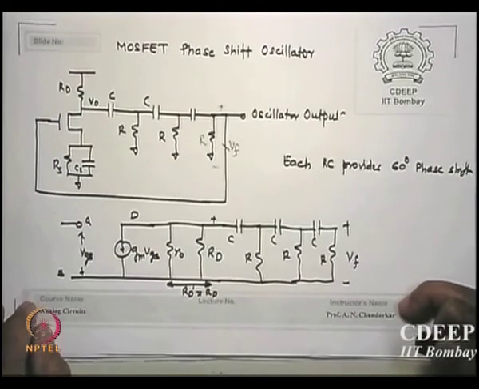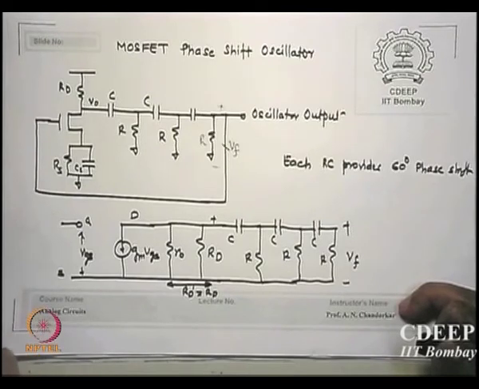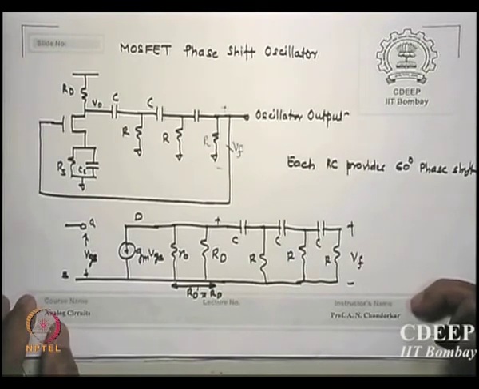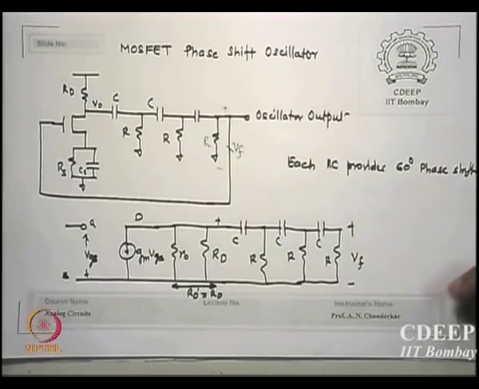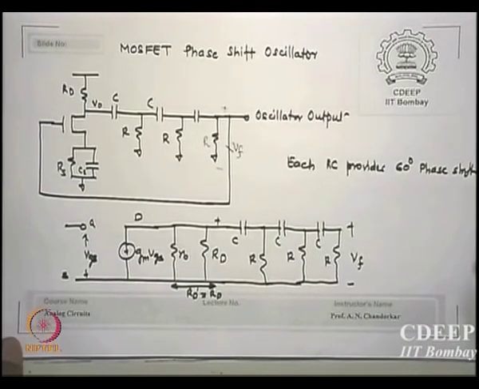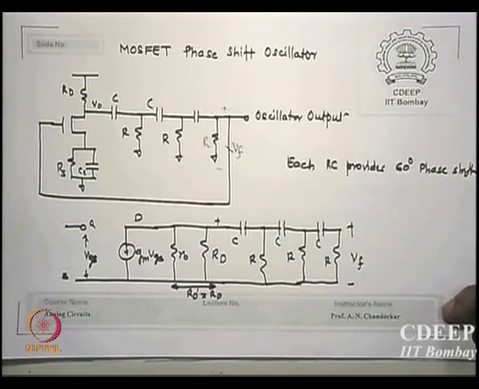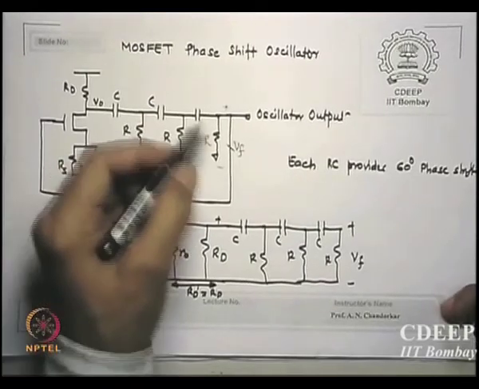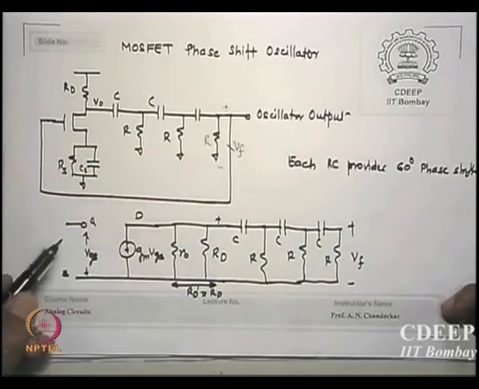How do I adjust 60 degrees for any CR network? The impedance of a CR is how much? 1 upon CS plus R. The tan inverse of imaginary by real value is the phase. So adjust your RC value such that it gives you a phase of 60 degrees. Is that okay? Just a simple RC, and you find that it will give you a phase of tan inverse of imaginary by real, and if I put RC correctly, at the frequency of oscillation this value should be equal to 60 degrees, and if that 60 is attained, the total will be 180.